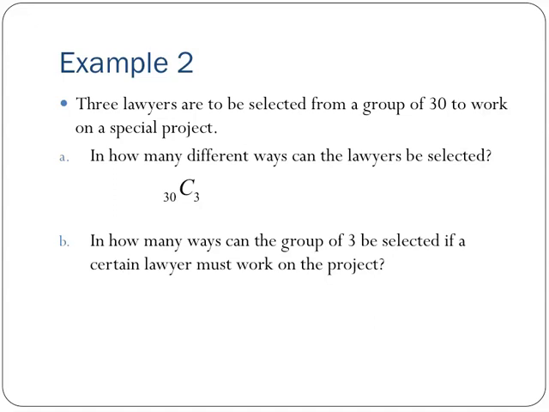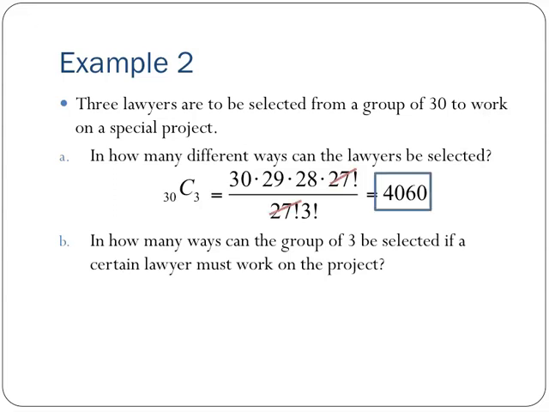So I'm not going to write this completely out. This is 30 times 29 all the way down to 1. And then on the bottom we have 30 minus 3, so that's 27 factorial, and 3 factorial. Now you'll notice that the 27 factorial is going to cancel, and that will help you simplify this to 4060.